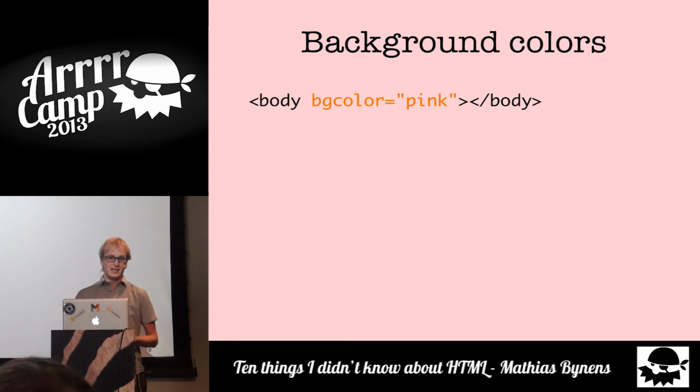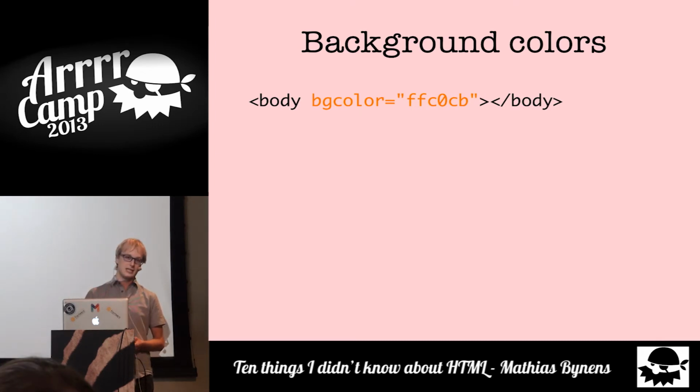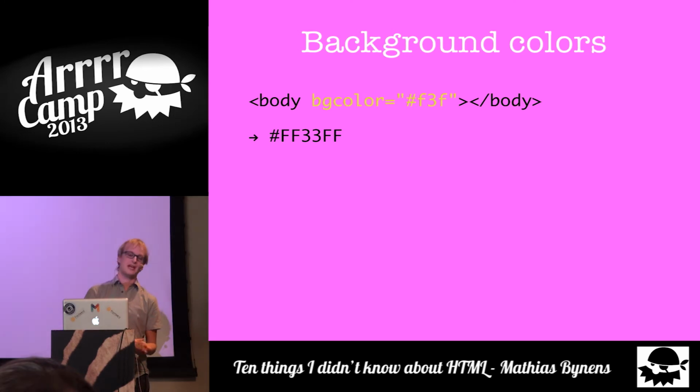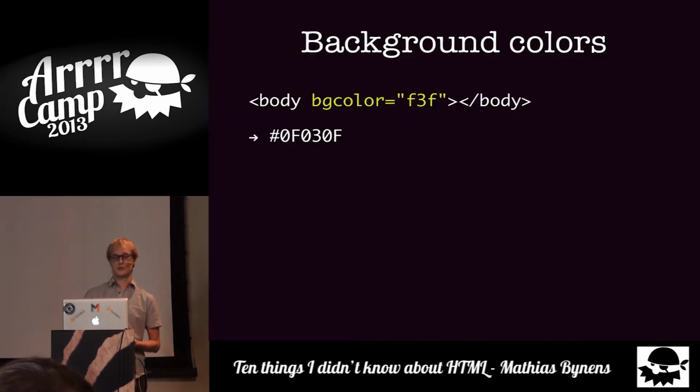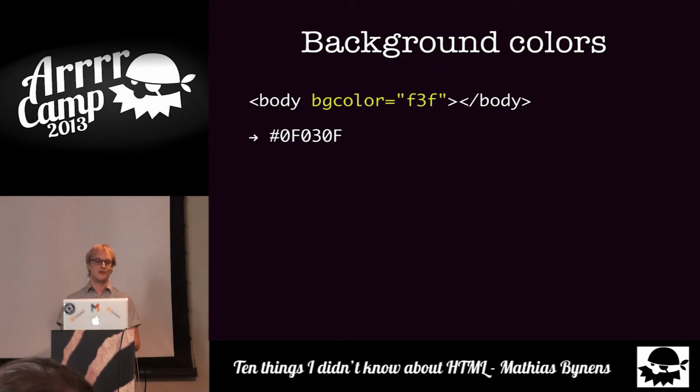Now, the first thing that surprised me here, back when I was experimenting with this, is that you can actually get away with omitting the hash symbol here. So this works exactly the same way. You get exactly the same color. And browsers don't really care about this. However, they do care if you're using the shorthand notation. In that case, you have to use the hash symbol, or the browser will map it to a completely different color. Now, when you use something like F3F, like you can see here, you probably want it to map to FF33FF, because that's how it works in CSS, right? So if you forget the hash symbol here, you end up with a completely different color, because it becomes 0F030F instead.